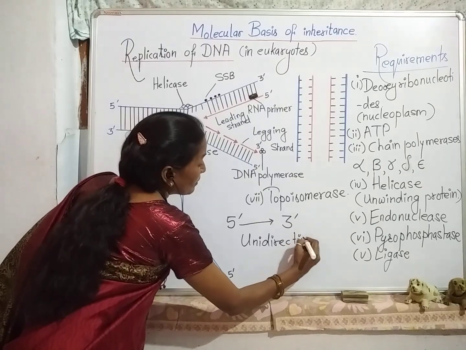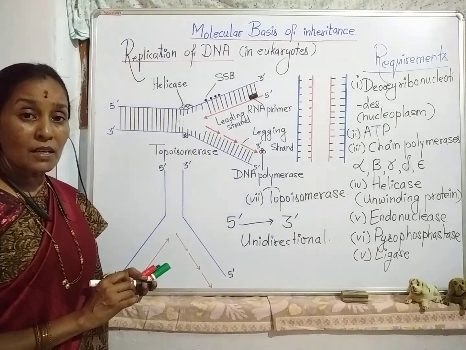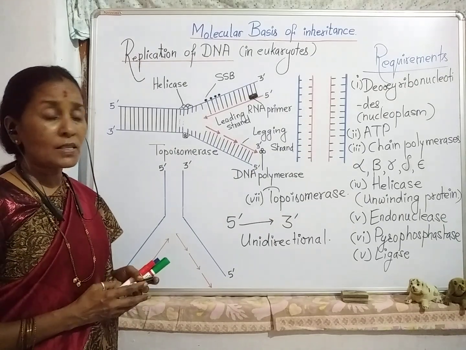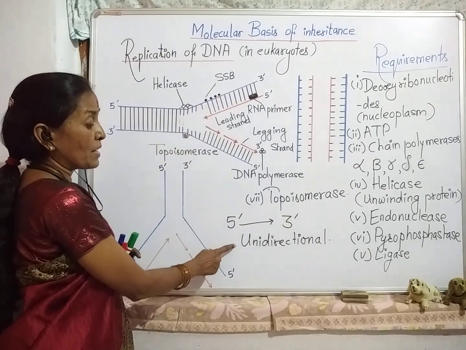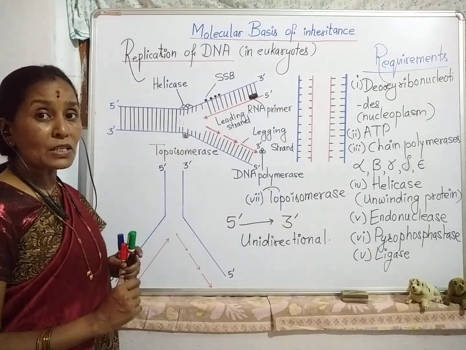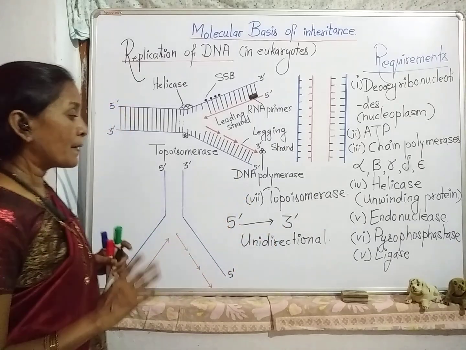Such points are asked in competitive exams because there is a difference in the prokaryotes. The replication is bidirectional, while in eukaryote the replication is always in a unidirectional manner. It takes place in the 5' to 3' direction.